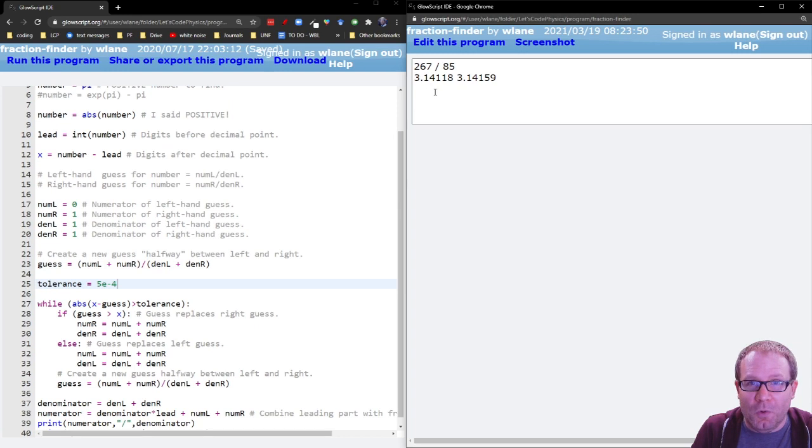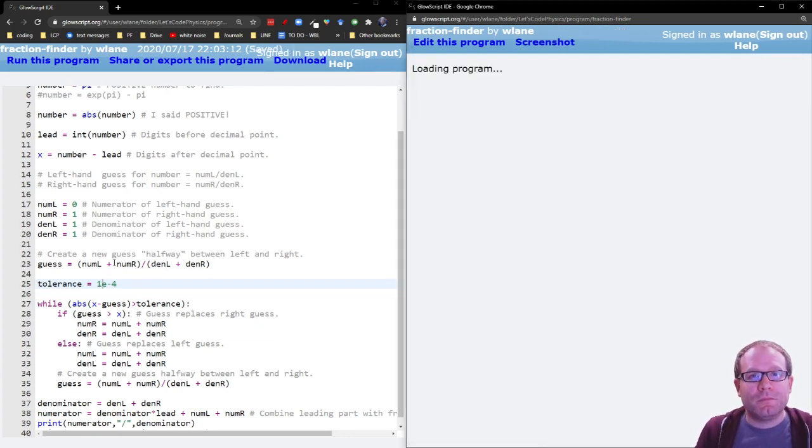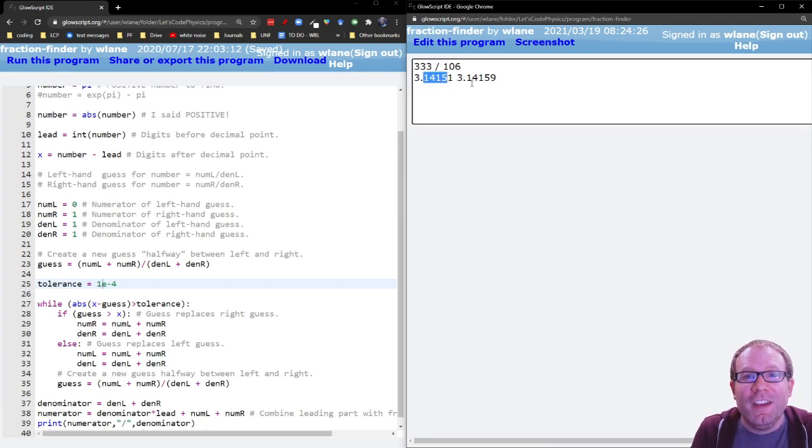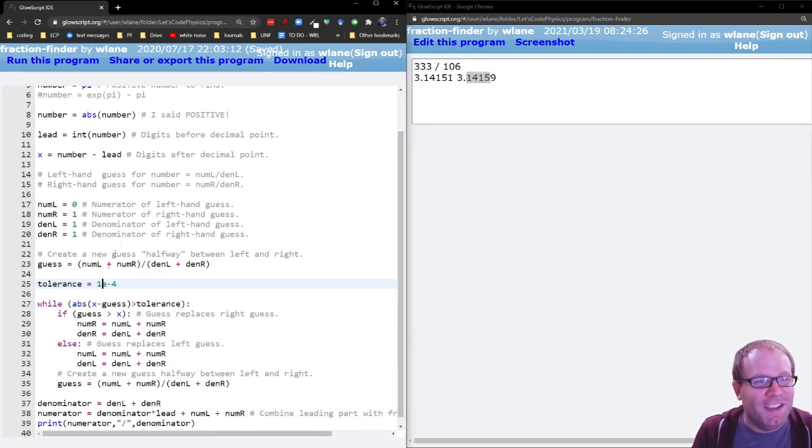Now I have 3.1412, 3.1415. That's a little bit closer. Let's see, I want to be accurate to within 10 to the minus 4. Now I get down to 333 over 106. Now I've got that 1415. Here I've got the 1415. Oh, except this is really a 1416. So maybe we better go to 10 to the negative 5.